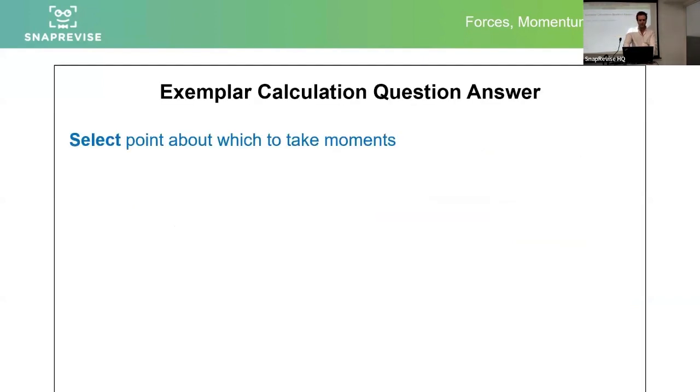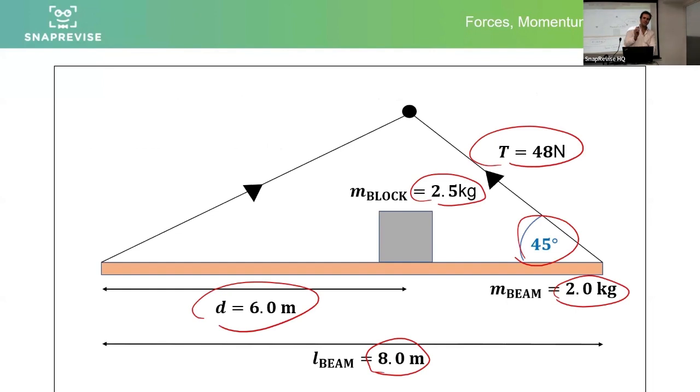Right, select a point about which to take moments. I said you can technically do all your moment questions by taking the pivot wherever you like. However, there is often a tactical, strategic element to this choice. In this diagram, we have how many forces at play? We've got tension here, tension here.